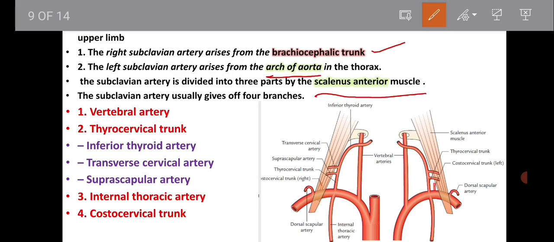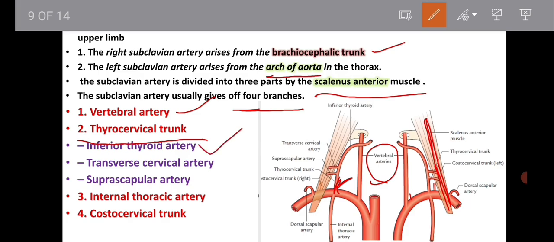In this image you can see the scalenus anterior muscle dividing this artery into 3 parts, and the branches of this subclavian artery are 4 branches. Number 1 is the vertebral artery. This straight one is known as the vertebral artery. Then the thyrocervical trunk. This thyrocervical trunk is divided again into 3 branches.